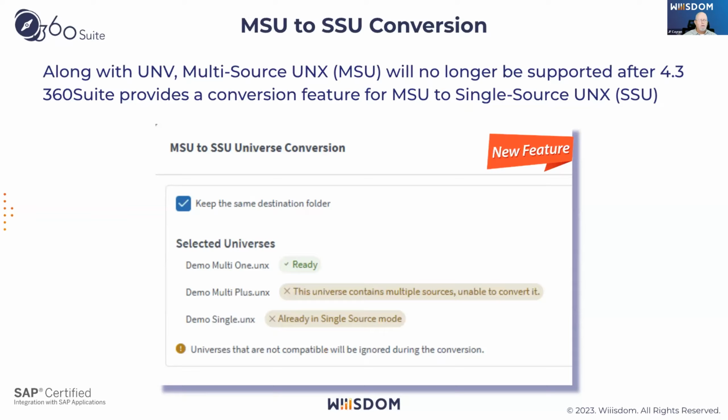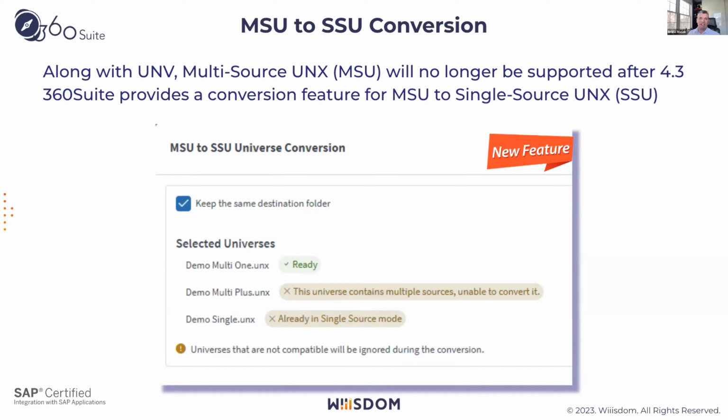Well, we offer, as part of the 360 suite, a conversion. So it's really, to my knowledge, the only way you can do it is through our solution. We will take those multi-source defined universes that contain a single source and convert them into single source, true single source UNX universes. You have to handle that before you go to BI 2025.